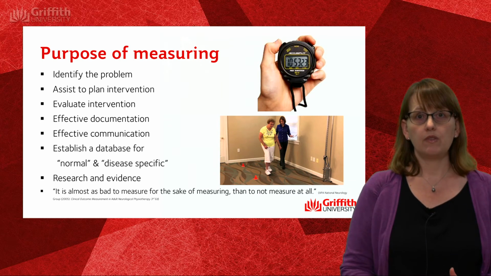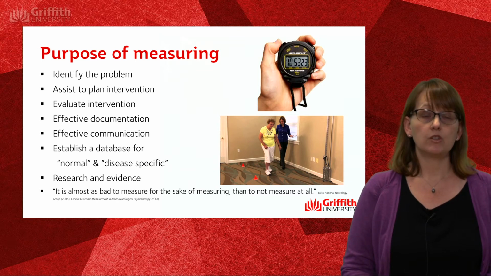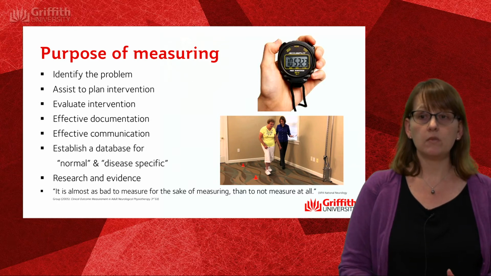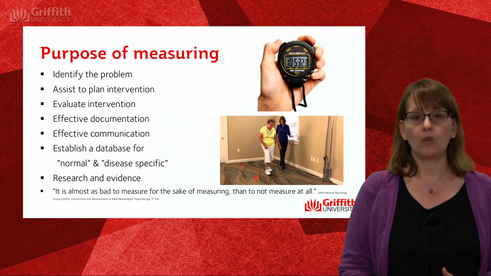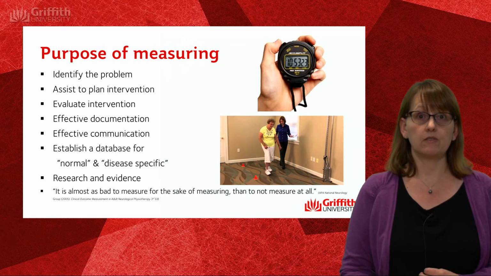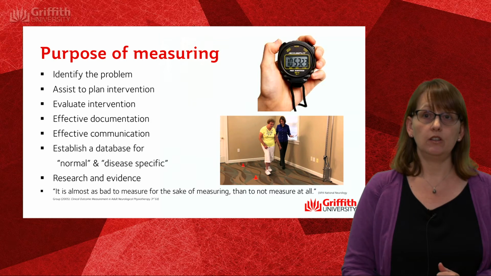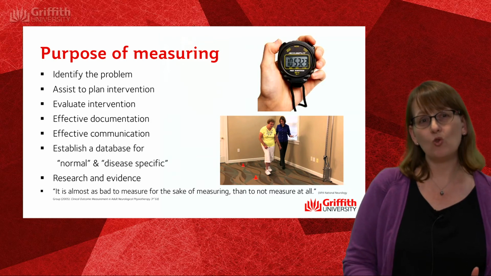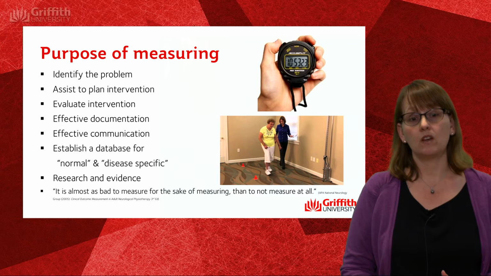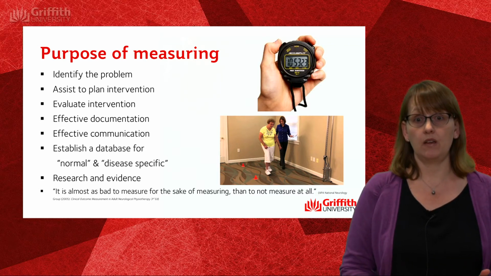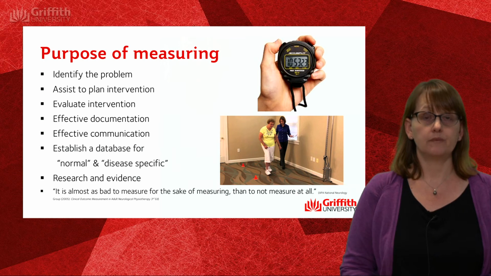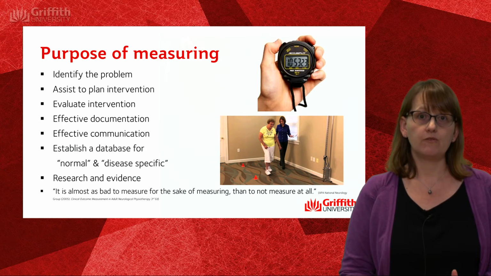So we want to be able to identify a problem, we want to be able to use this information to assist us in planning an intervention. We want to use it to evaluate our interventions and also then helping us to document and effectively communicate what we're finding as a result of these outcome measures. We can use outcome measures to establish a database for what is normal or what is normal for a disease-specific case, such as Parkinson's disease. We can also use outcome measures for research and evidence-based gathering.